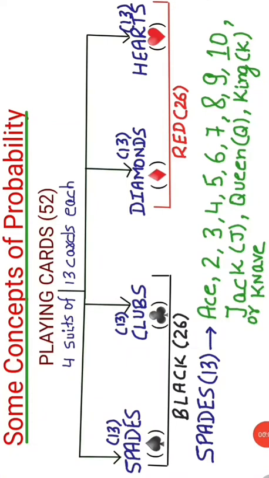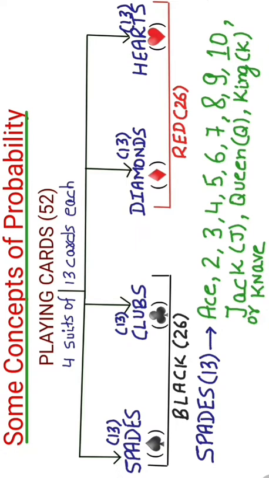In this video, I'll discuss some concepts related to probability. You all know there are 52 playing cards. You need to understand this classification to solve questions of probability related to playing cards. There are 4 suits of 13 cards each, which are spades, clubs, hearts, and diamonds.